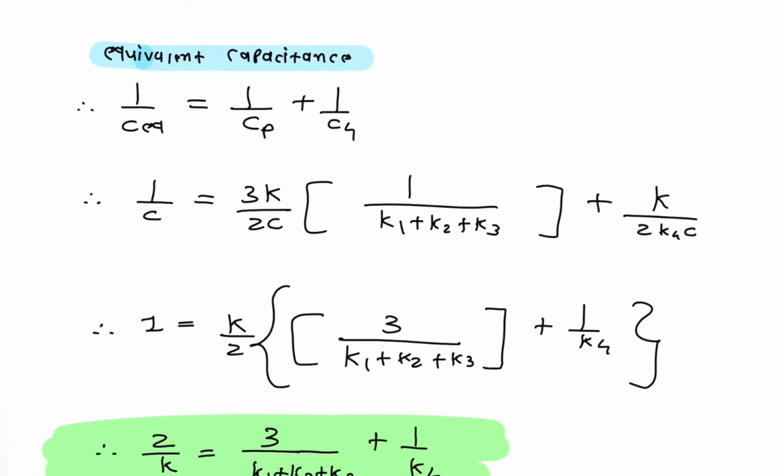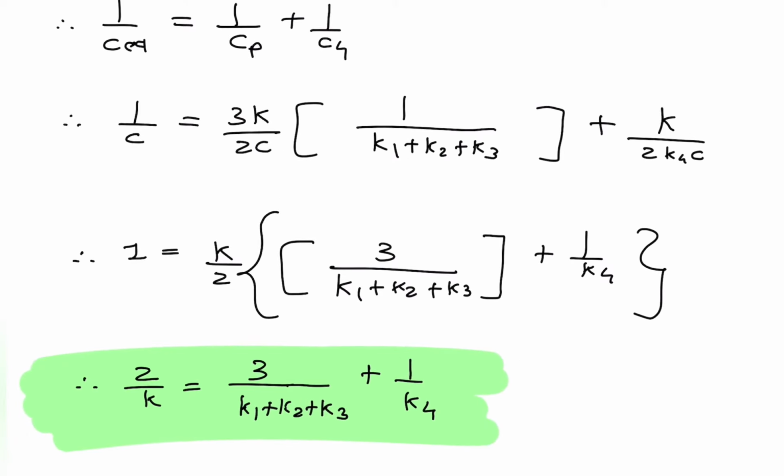So after putting the value of Cp and C4, taking K by 2 common from these two terms, that and C get canceled out on either side of the equation. So the remaining term on LHS is 1 equals K by 2 in bracket. The remaining quantity is 3 divided by K1 plus K2 plus K3 plus K4.